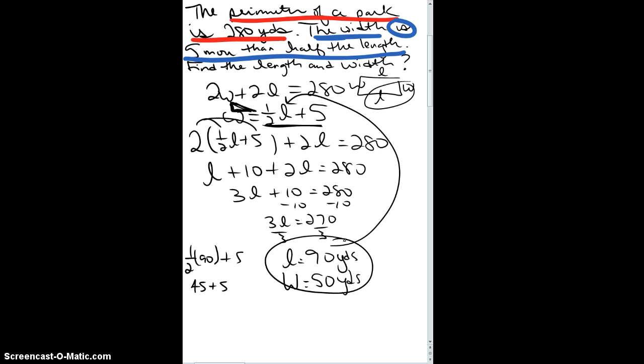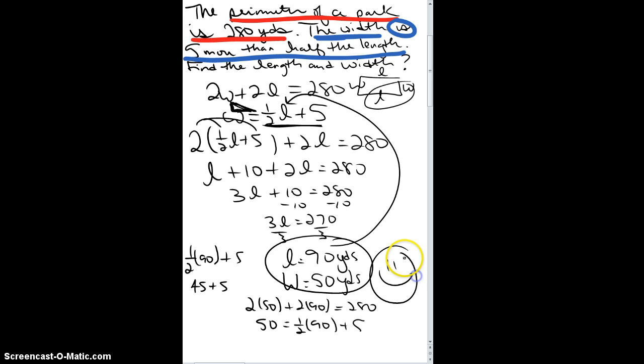Now again, to check my answer, I can either draw it or I can substitute it back in. So 2 widths plus 2 lengths, does that really equal 280? Let's see, 180 and 100, yep. And then does my width, which is 50, really equal half of my length, which is 45, plus 5? Yep, that really equals 50. So I know I'm right before I turn in my test.